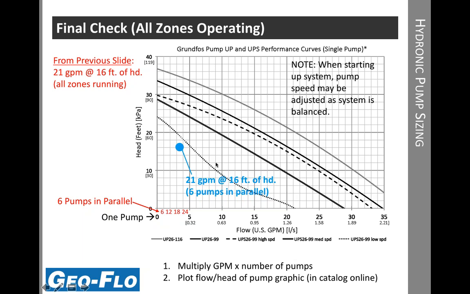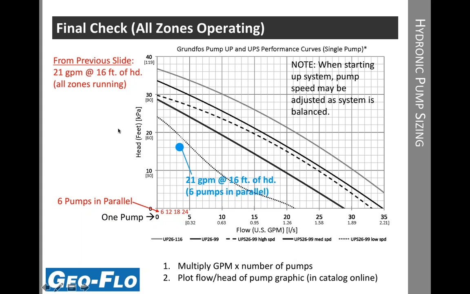but we still only have the head of 1 pump. So that's where we have to do this double check to make sure that if all 6 zones are running, we still have enough head to provide the adequate flow. And in this case, you can see here at 21 gallons per minute, 16 foot of head, even on low speed, if all 6 pumps were set on low speed, we would still be able to easily provide 21 gallons per minute. So we're in good shape here.